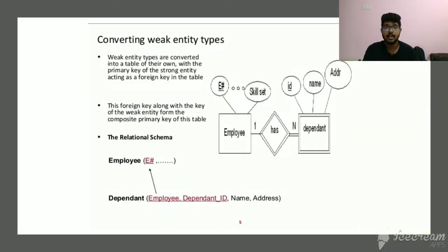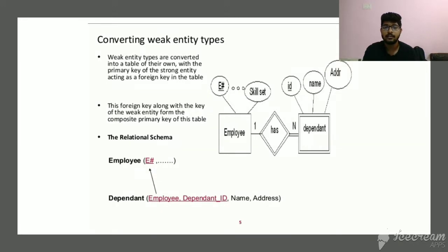Now we have weak entity types. Converting weak entity types into relation schema: weak entity types are converted into a table of their own. The primary key of the strong entity acts as a foreign key in the table. The foreign key along with the key of the weak entity form the composite primary key of the table.